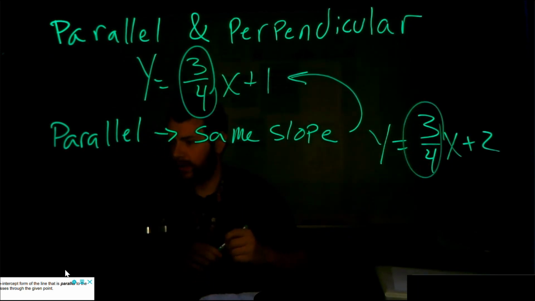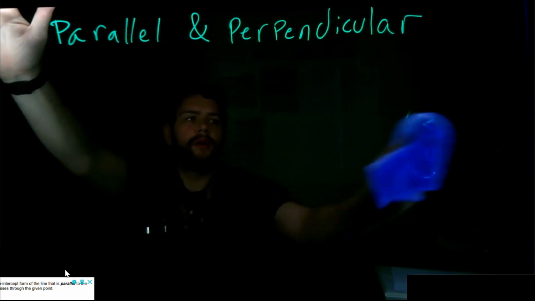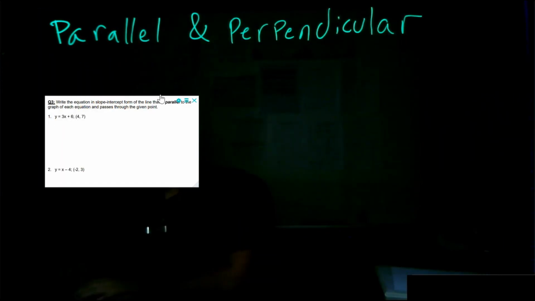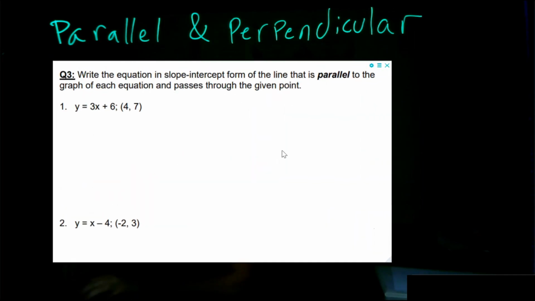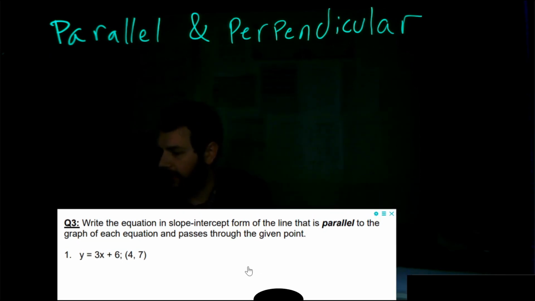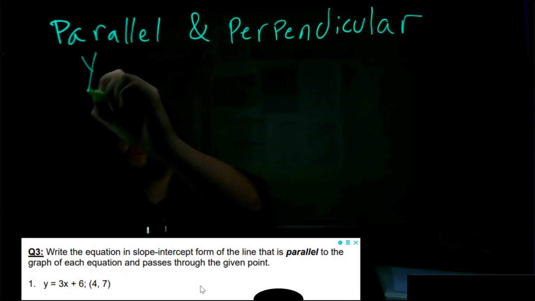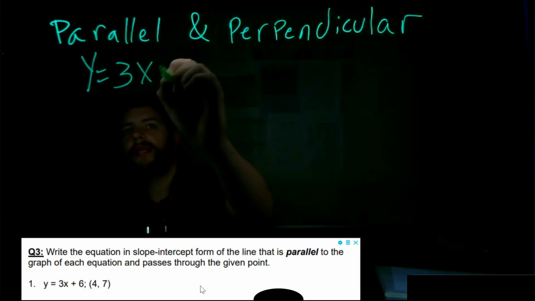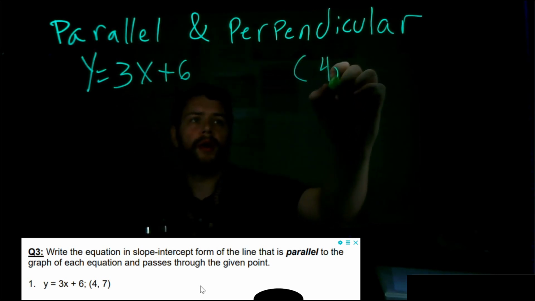So let's go through some questions here. Write an equation in slope-intercept form, given that the line is parallel to this equation and passes through the same point. So we have the equation y equals 3x plus 6, and it's got to go through the point 4 and 7.